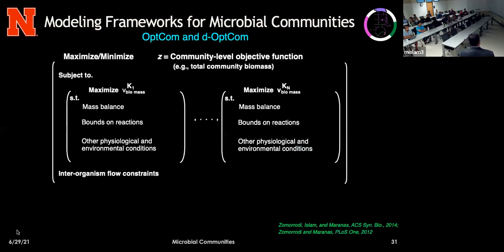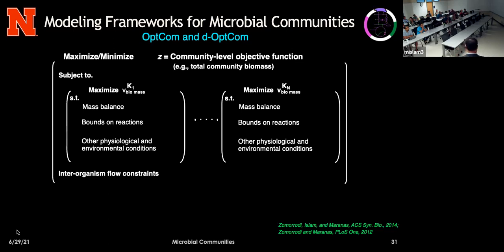And for simulating microbial communities, the tool that I have used the most is called d-OptCom. It was developed in Professor Costas Maranas's lab at Penn State. What OptCom tries to do is connect the individual flux balance analysis problem for each of the microbial species with something called an interorganism flow constraint. This is basically a set of mathematical equations that describe the exchange of metabolites between different species. And subject to all this constraint, OptCom tries to maximize or minimize the community level function, which can be either the growth of the entire community or a bioengineering objective if this is an artificial community.